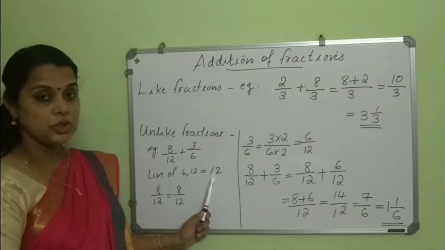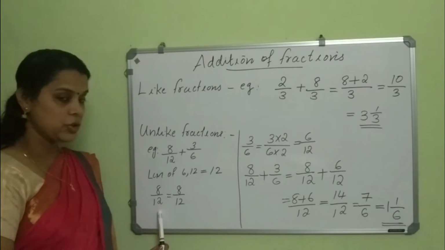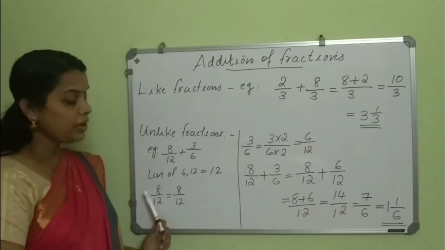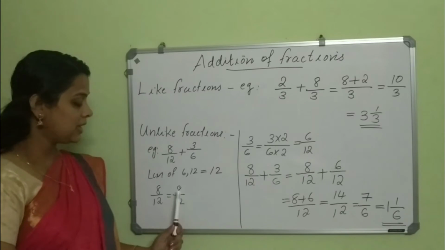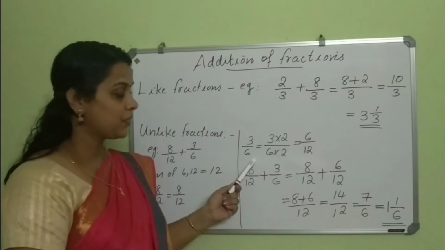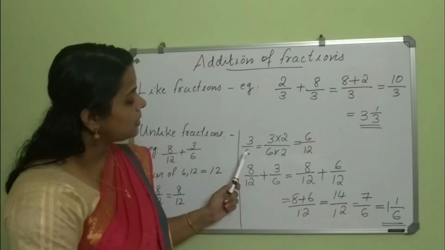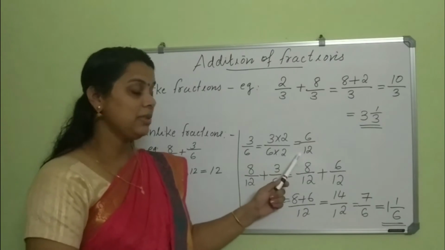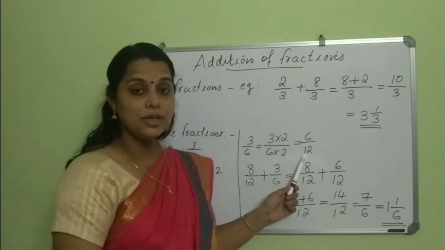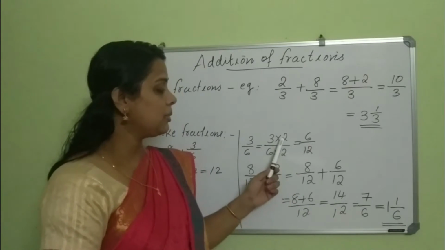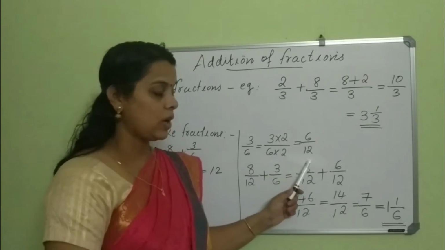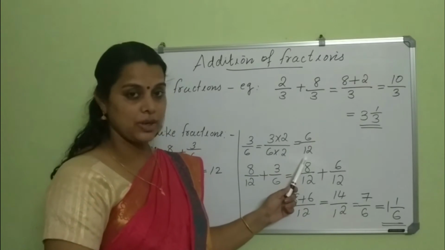See, LCM is 12. First fraction is 8 by 12. Here 12 itself is the denominator. So no need to change anything. As it is we can write 8 by 12. Next fraction is 3 by 6. We are going to change this denominator as LCM, that is 12. How to change? 6 into 2 we will get 12. The same 2 we need to multiply by numerator. So 3 2s are 6, 6 2s are 12. Fraction is 6 by 12.